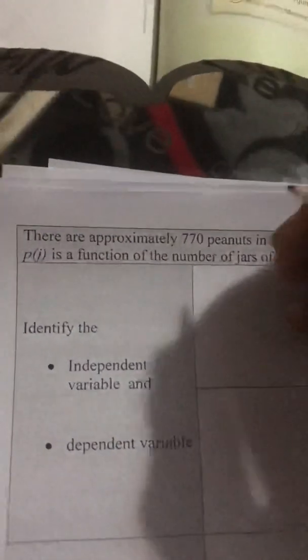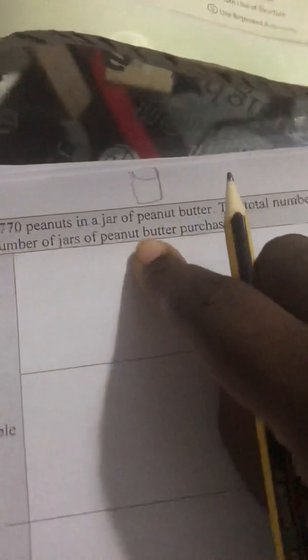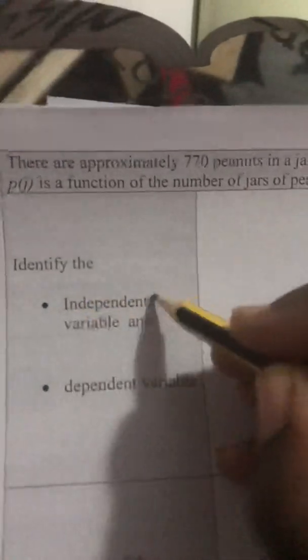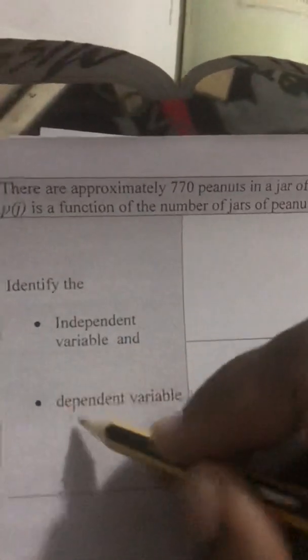The total number of peanuts, P of J, so this is the function, is a function of the number of jars of peanut butter purchased, J. Identify the independent variable and the dependent variable. So I will write my function. P of J is equal to 770J.